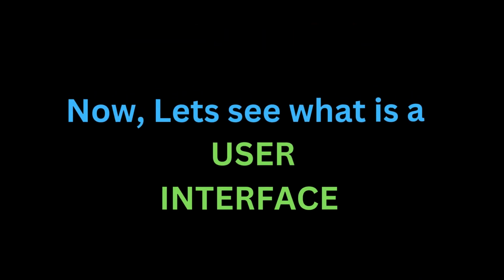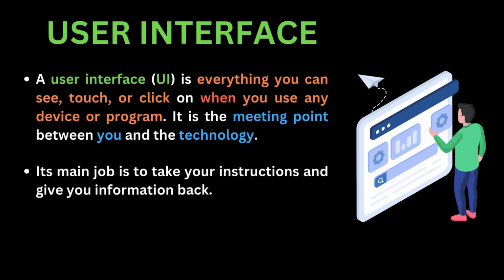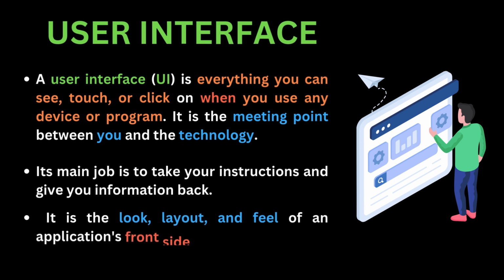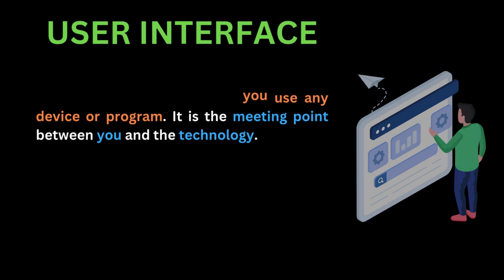Now, let's talk about the user interface, UI. A user interface is simply everything you can see, touch, or click when you use a device or application. It's the meeting point between you and the technology. The UI's main job is to take your instructions, like typing a question or clicking a button, and then give you information back in a clear way. In simple words, the UI is the look, layout, and feel of an application's front side, the part that you, as a user, directly interact with.